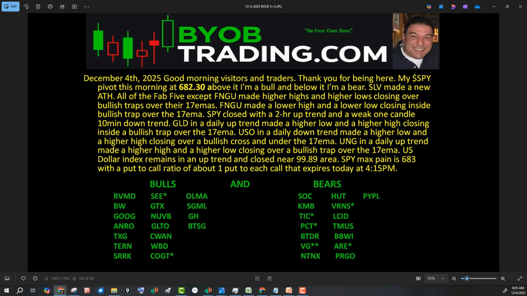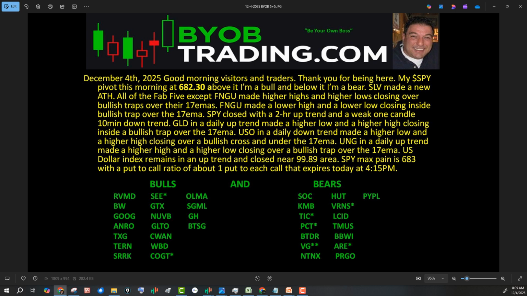Gold is still in a daily uptrend, made a higher high and a higher low, closing inside a bullish trap over the 17 EMA. USO is in a daily downtrend, made a higher low and a higher high, closing over a bullish cross and over the 17 EMA. UNG is in a daily uptrend, made a higher high and a higher low, closing over a bullish trap over the 17 EMA.